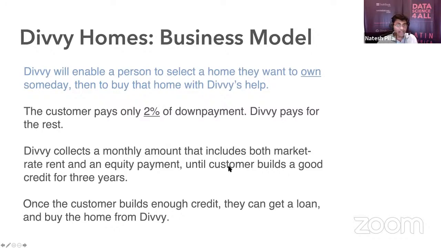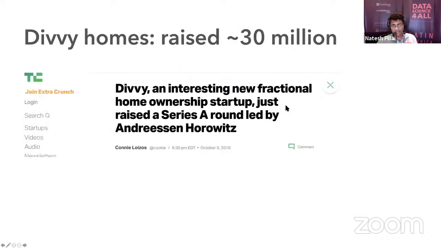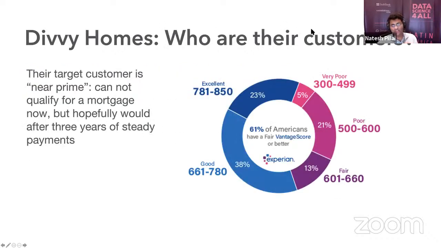So yeah, clearly not. So what happens is that their people are not necessarily very low income people, but their target customer is about near prime in the sense that they cannot yet qualify for a mortgage now, but hopefully after the 3 years of steady payments, they can, right? That's the customer base.